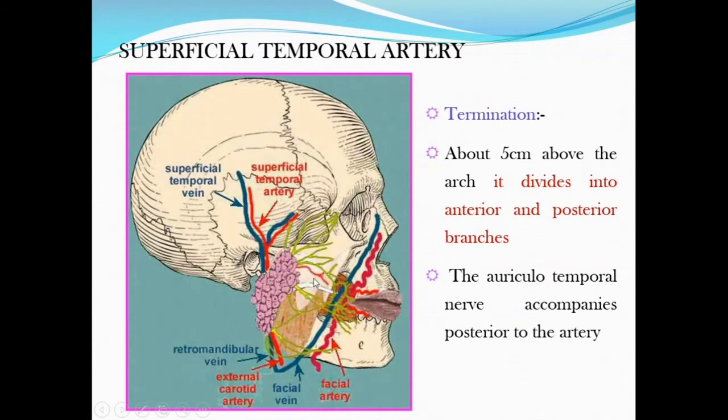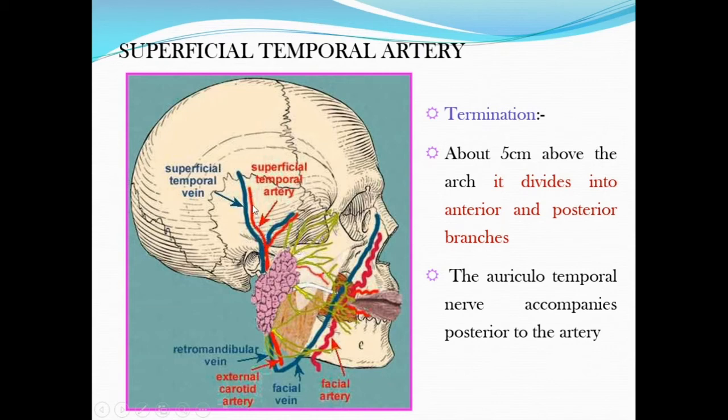So this is the superficial temporal artery, which runs in relation to the base of the parotid gland, otherwise the upper surface of the parotid gland. When it runs upwards, it crosses the zygomatic arch. About 5 centimeters above the arch, it divides into anterior and posterior branches. Here it is related to the superficial temporal vein and also the auriculotemporal nerve. These are the three relations of the base of the parotid gland that you should remember.